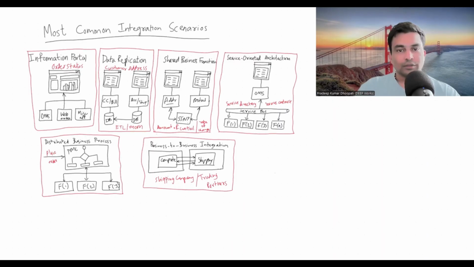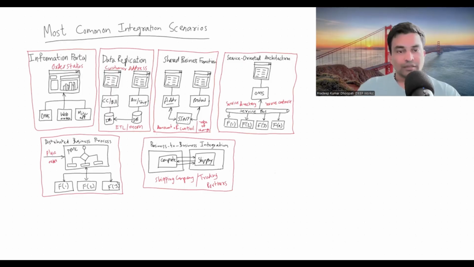In this session, we will try to uncover the most common integration scenarios like information portals, data replication, shared business functions, service-oriented architecture, a distributed business process, business-to-business integration. This list by no means is the complete list for all things integration, but these are the most common scenarios we may come across in enterprise integration.